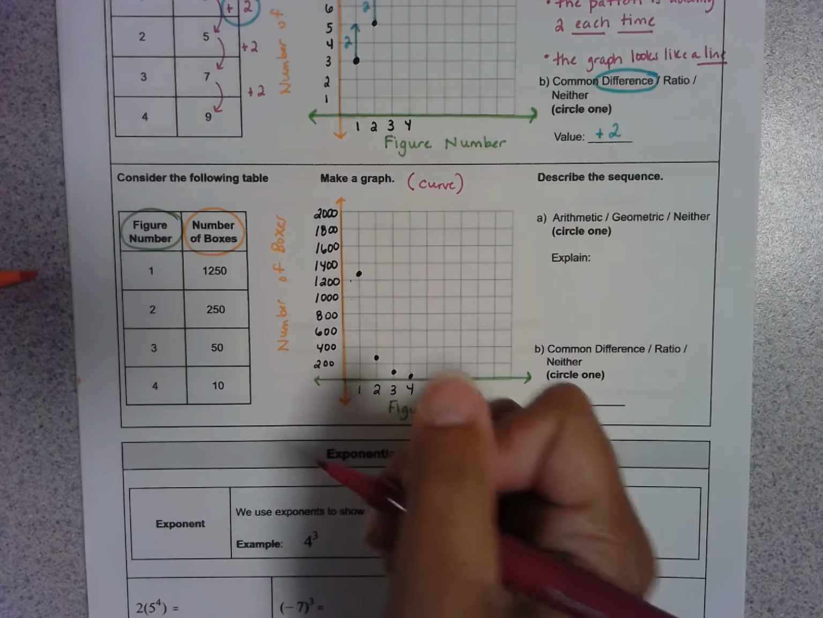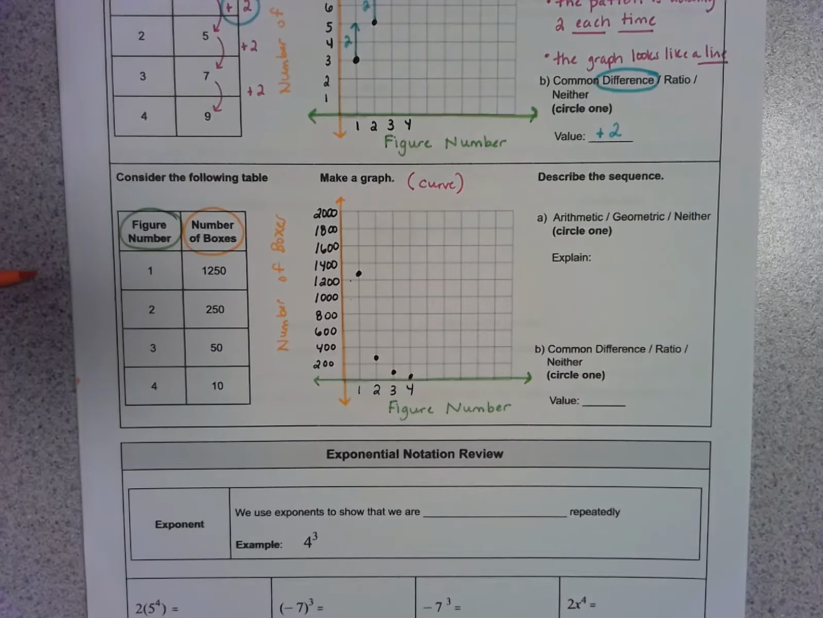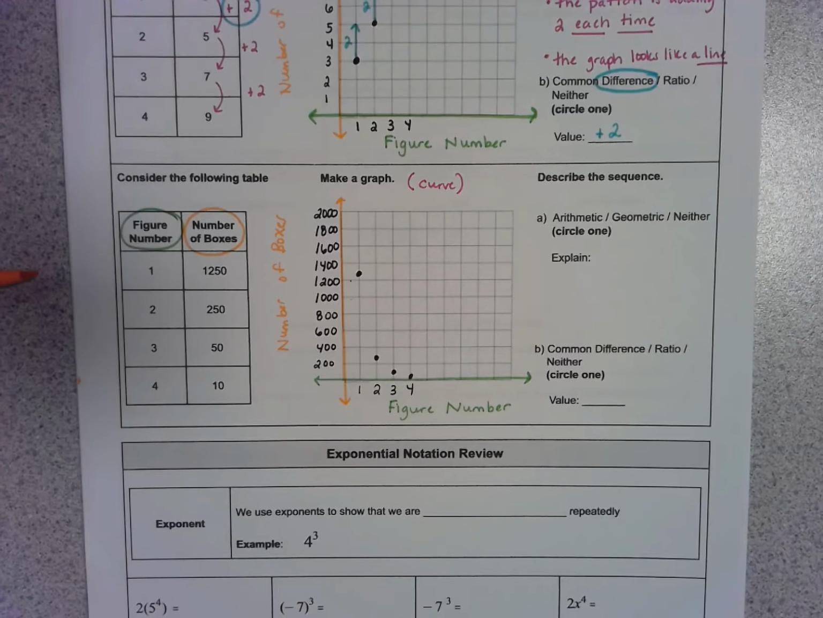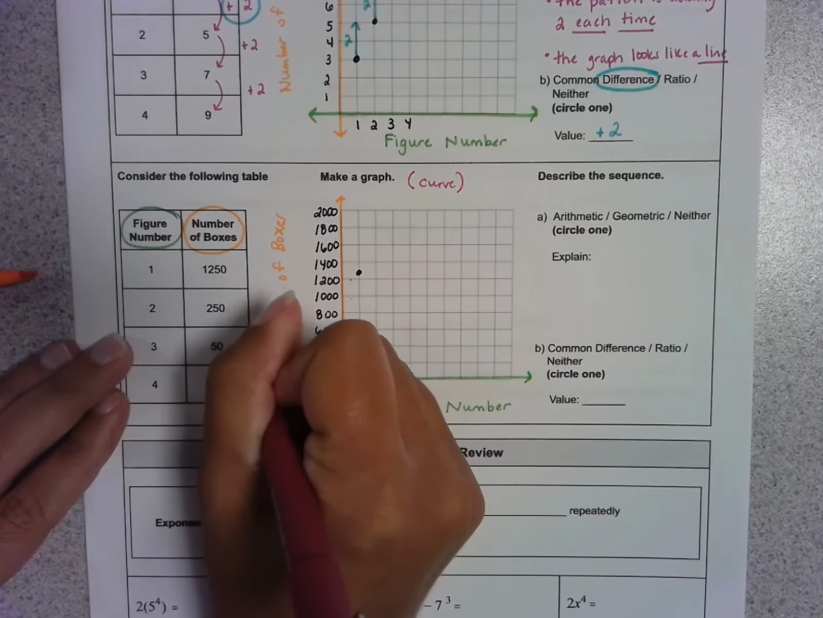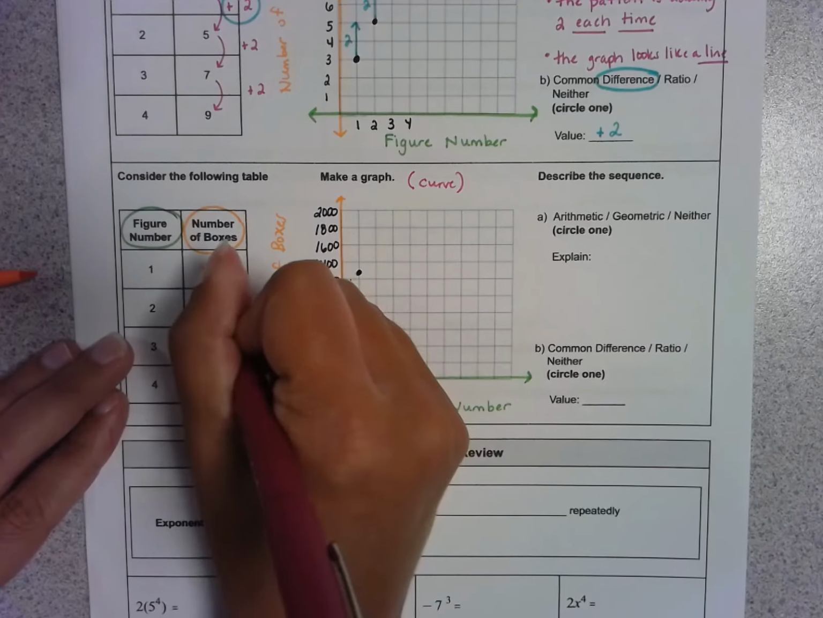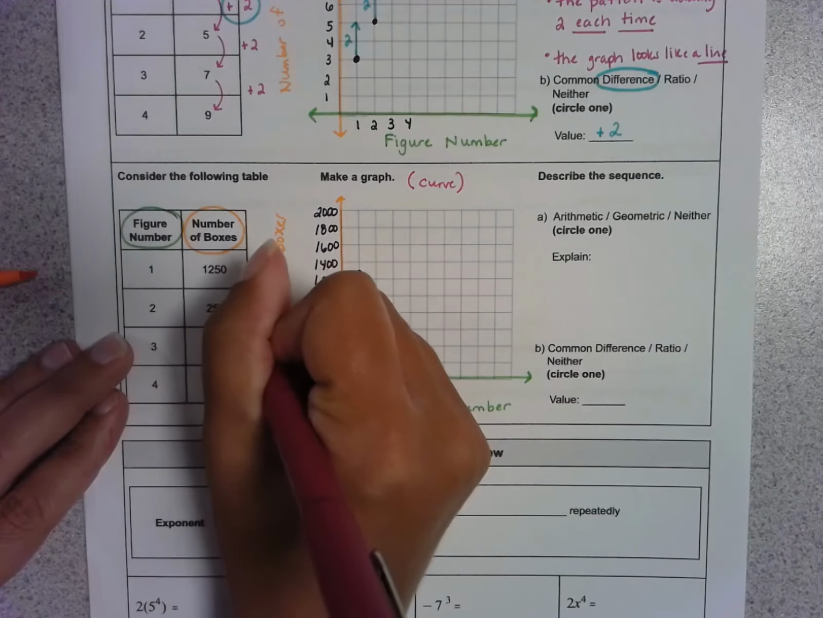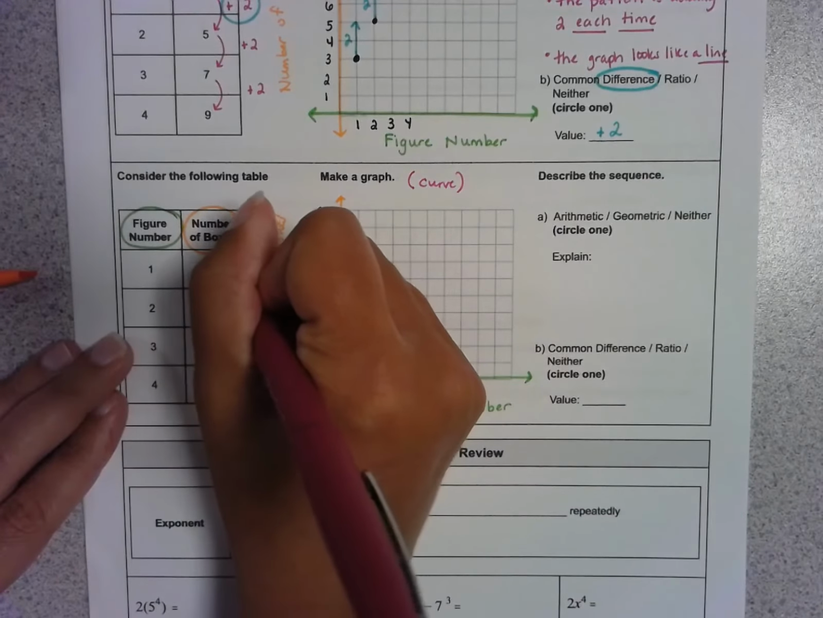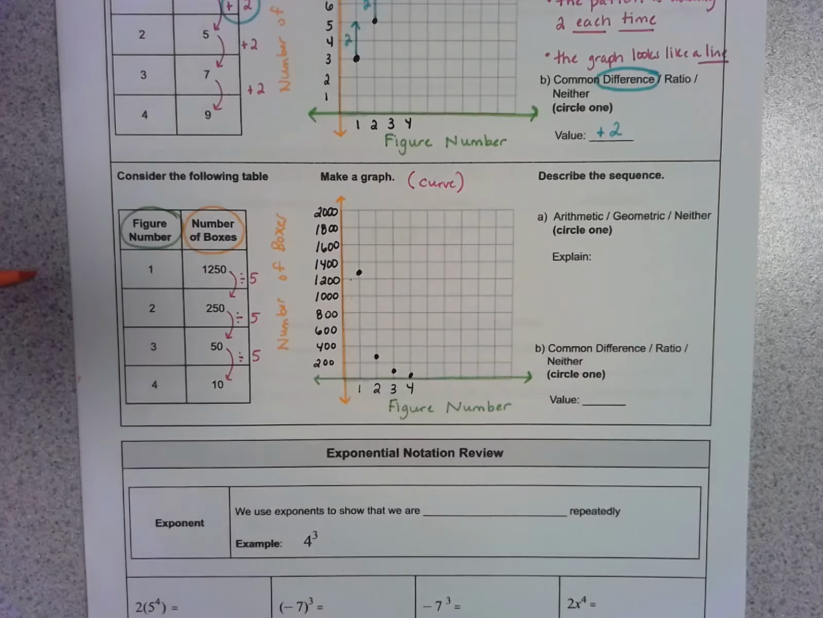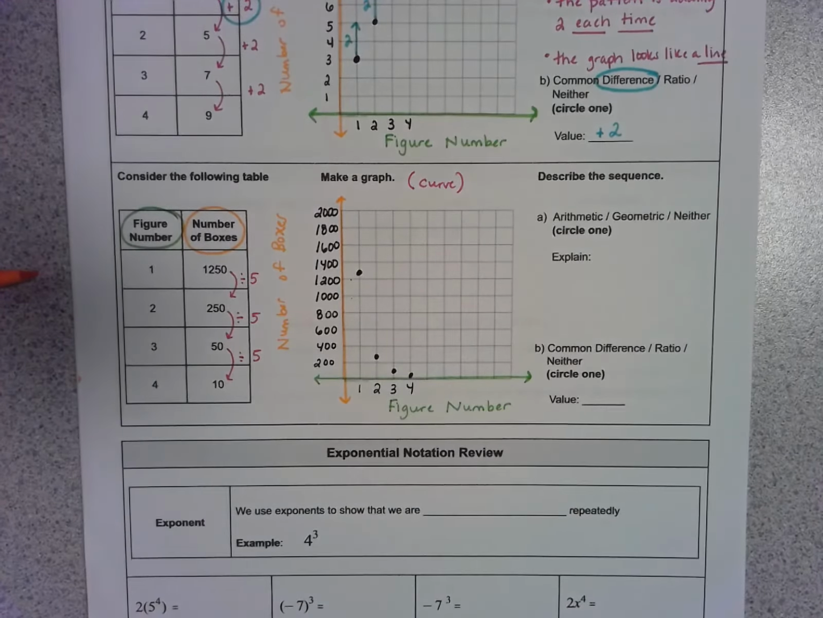And because this graph looks like a curve, it's giving me the idea that it's probably a geometric sequence. Now, if I look at the table, the numbers seem to be getting smaller. So instead of multiplying here, I'm guessing I'm probably dividing. For example, 50 divided by 5 would give me 10. 250 divided by 5 would give me 50, and 1250 divided by 5 would give me 250. You can always check those numbers on a calculator if you want to make sure, but I'm going to tell you it definitely is dividing by 5 each time.